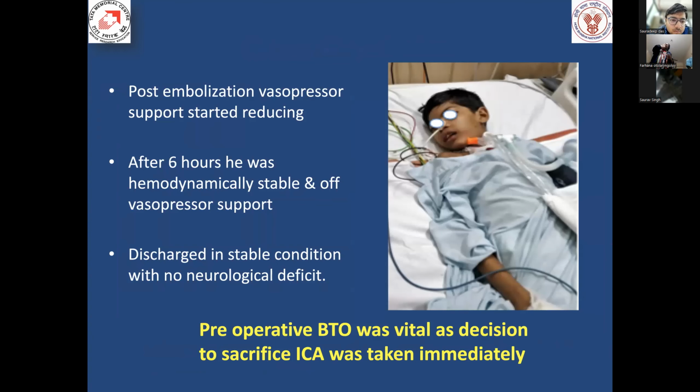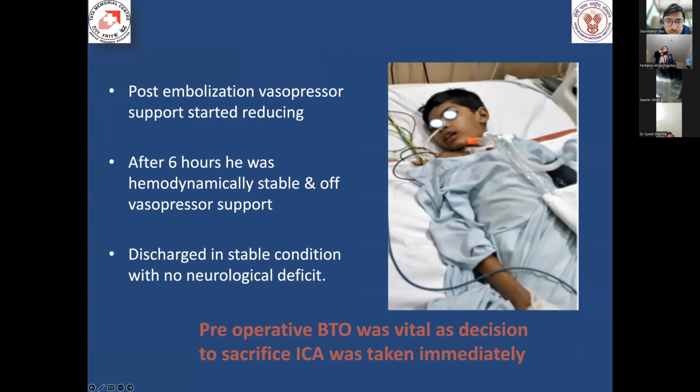Here again, I would like to stress the importance that doing BTO not only gives confidence to the surgeons that the carotid can be ligated, it also gives confidence to us in case we have to block the carotid, as in this particular case post-op when we had a bleeding.